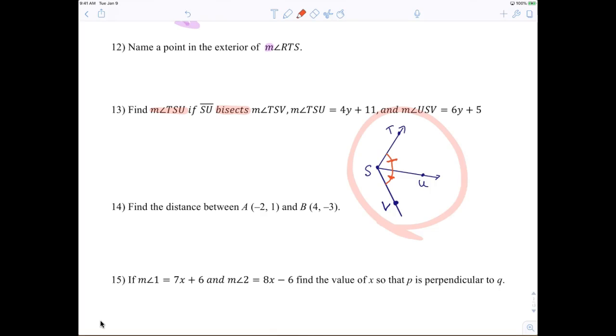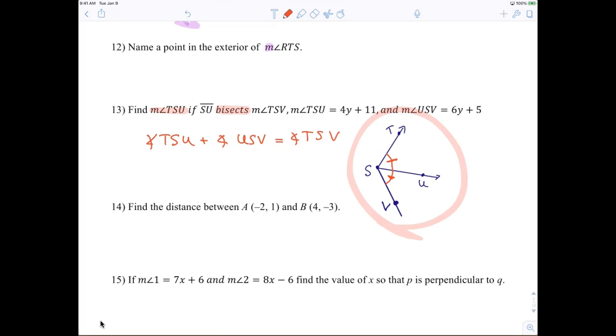So for the angle addition postulate, angle TSU plus angle USV equals angle TSV. That is the angle addition postulate. Does everybody agree it's the same as the segment addition postulate, except we're talking about angles now? And remember why it's called a postulate: because you have to accept it as true. No proof involved. Everybody good with that?